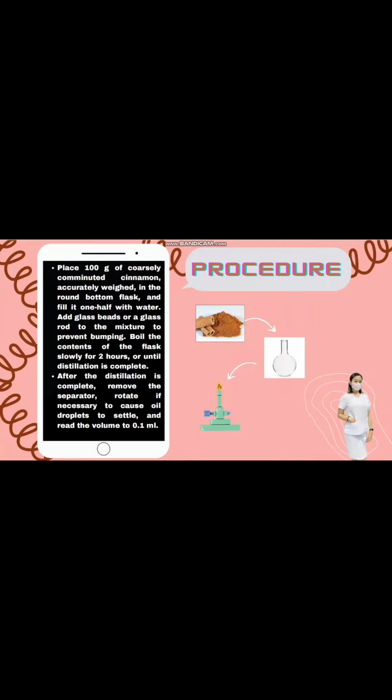Next is, after the distillation is complete, remove the separator, rotate if necessary, to cause oil droplets to settle, and read the volume to 0.1 ml. So the volume of oil represents the amount obtained from 100 grams of the drug.